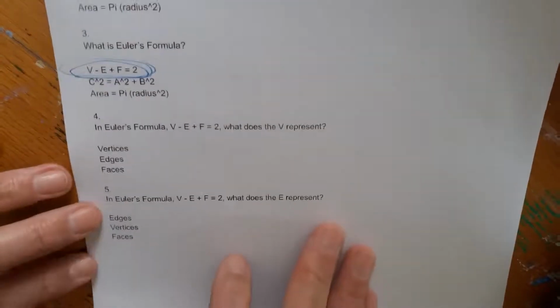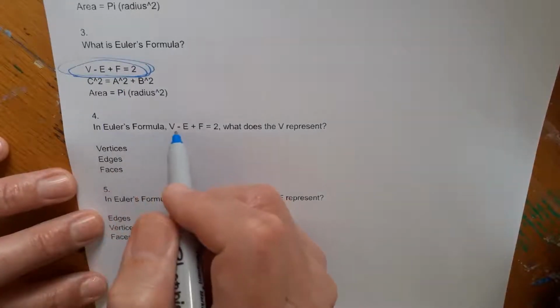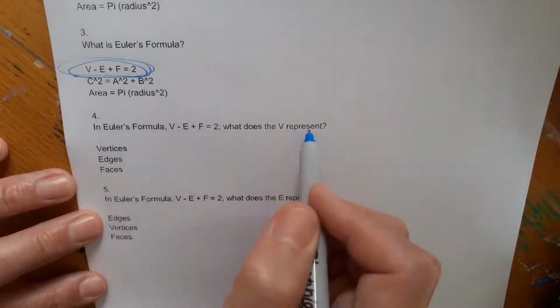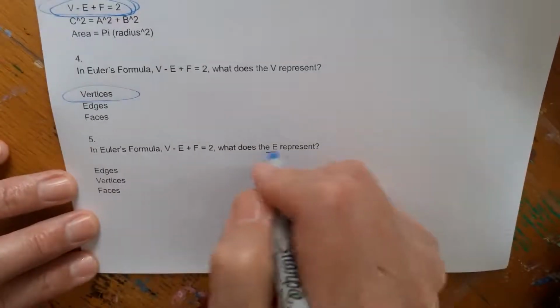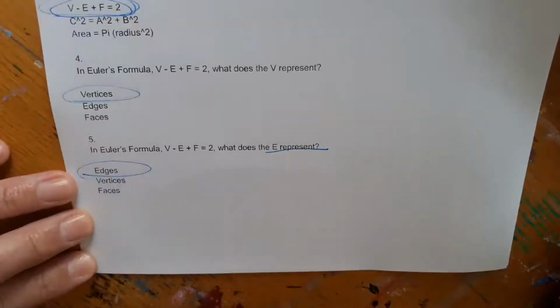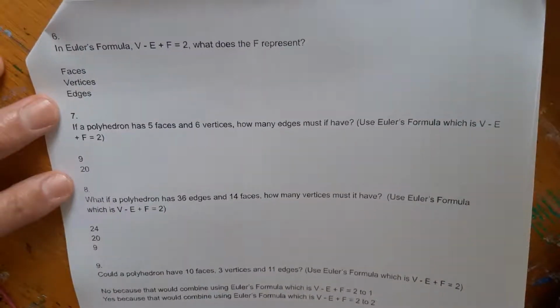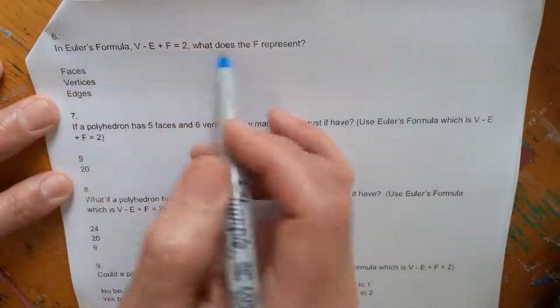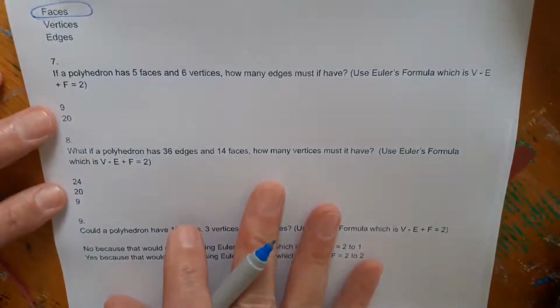I like these problems so far, because they're easy for me. In Euler's formula, V minus E plus F equals 2. What does the V represent? Vertices. What does the E represent? Edges. I like this problem set so far. They're really not working my brain too hard at all. But at least they're giving me a good background. I'll understand this pretty clearly. And what does the F represent? Faces. All right. Are they going to give us a problem here?